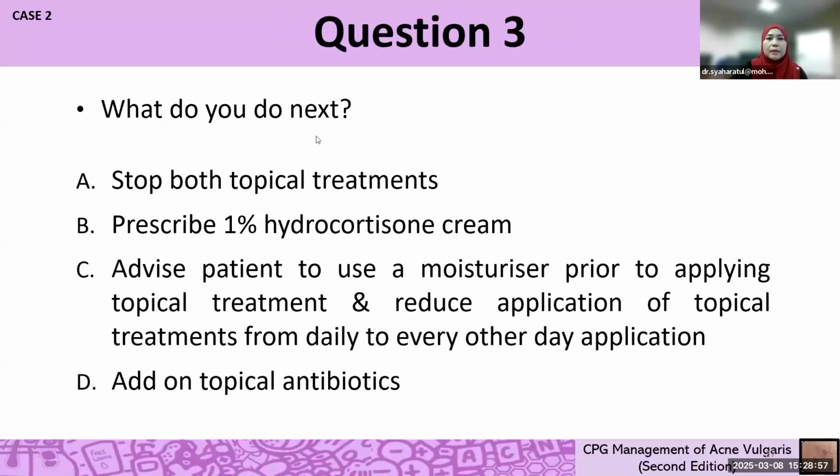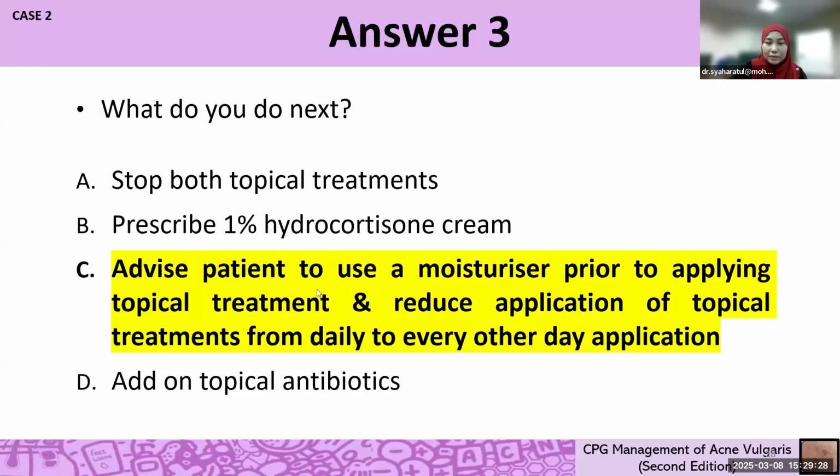Sorry, there's actually A, B, C, D, E. But you've already answered. A is stop both topical treatments. B, prescribe 1% hydrocortisone cream. C, advise patient to use moisturizer prior to applying topical treatment and reduce application of topical treatment. This is what a lot of you answered, right? And D is add on topical antibiotic. Most of you answered correctly.